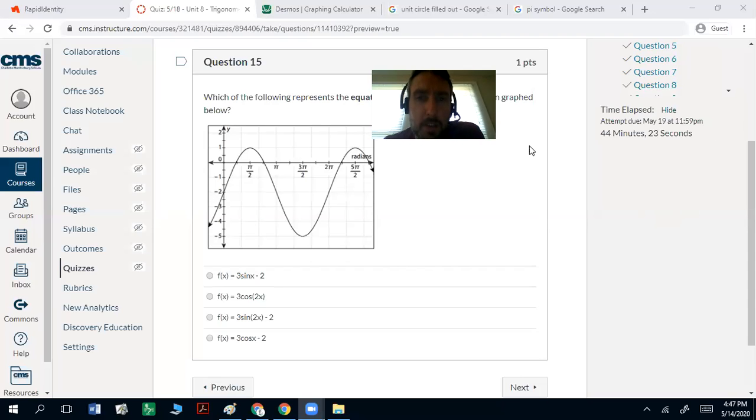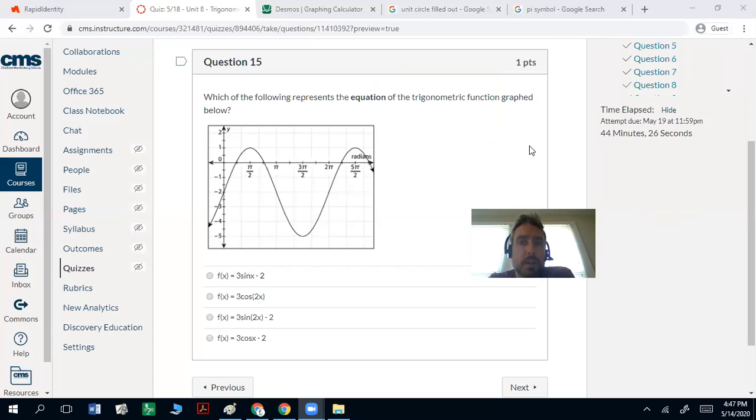Okay, question 15 gives you a graph and it wants to know what is the equation of the trigonometric function graph below. So we first want to recognize where the graph starts. And when I say starts, I mean at the y-axis. Where is the graph at, and what direction is it going, and how's it moving?